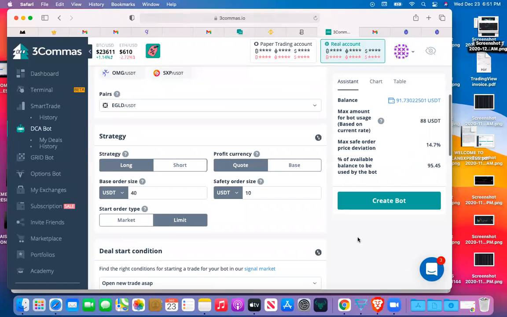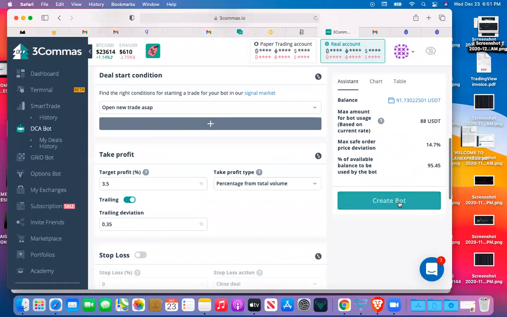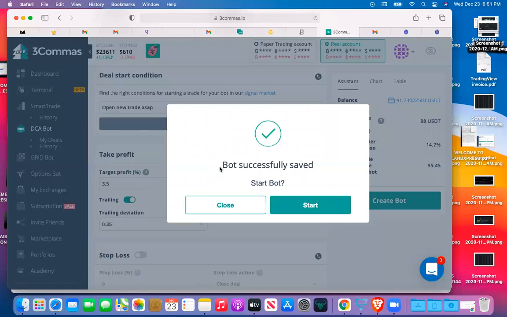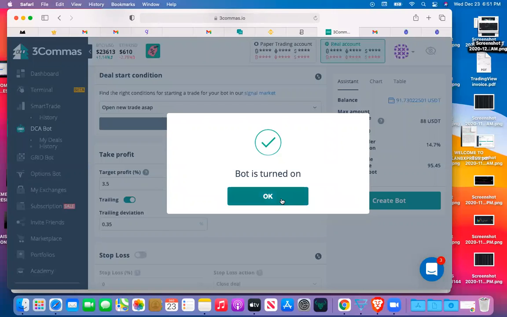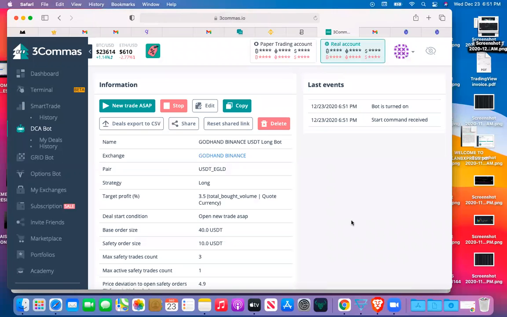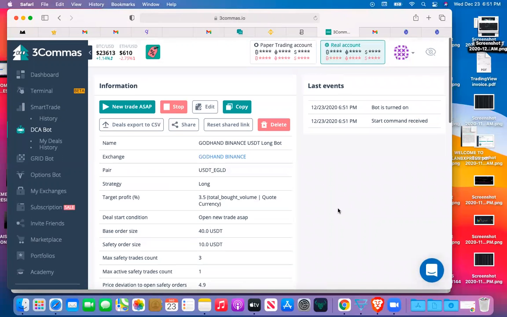Now, if that is done, what am I expected to do? Then boom, there I go. I click on create bot. Now it says bot successfully saved. Start bot. Yes, start bot. Okay, now you've set the bot. It's very simple to set the bot. It's very simple to follow up the bot and how the bot is doing.